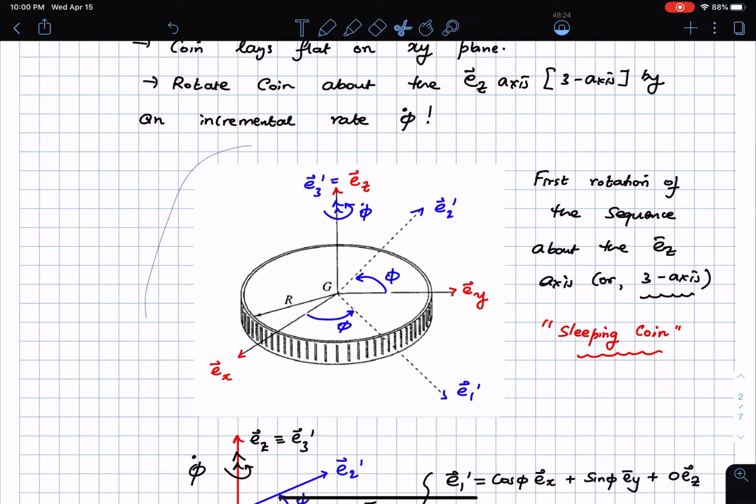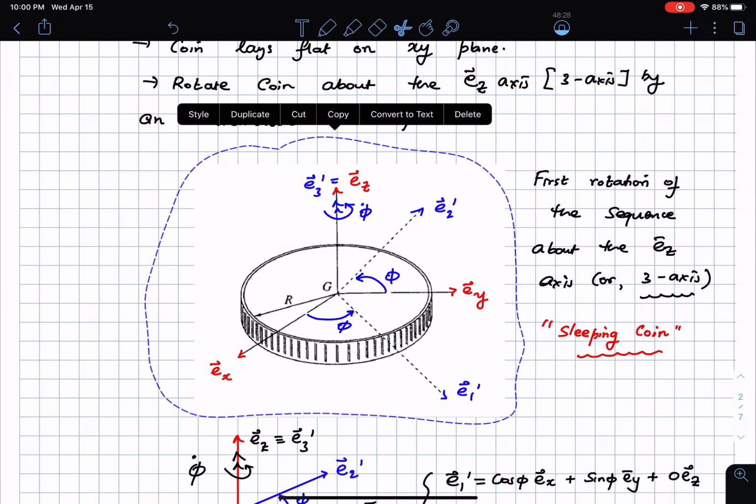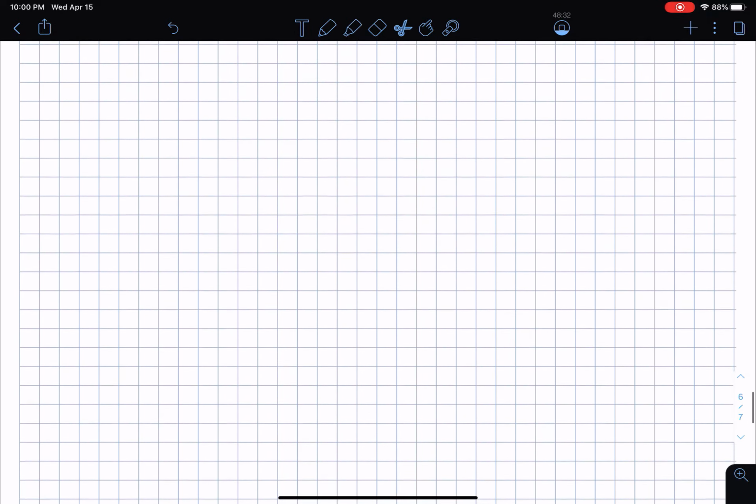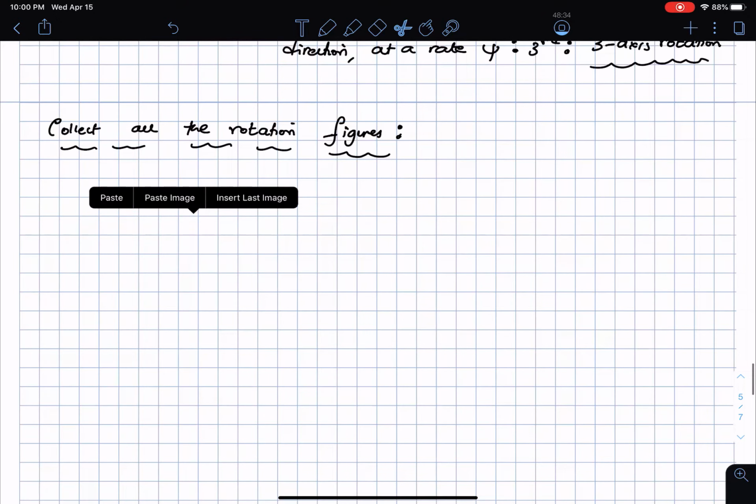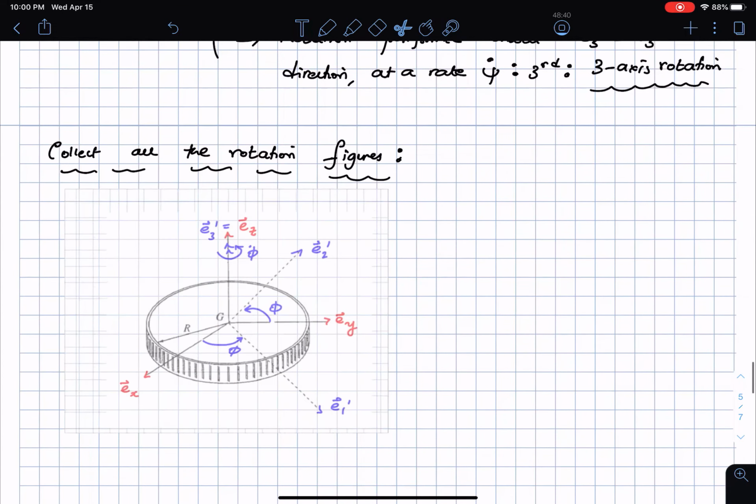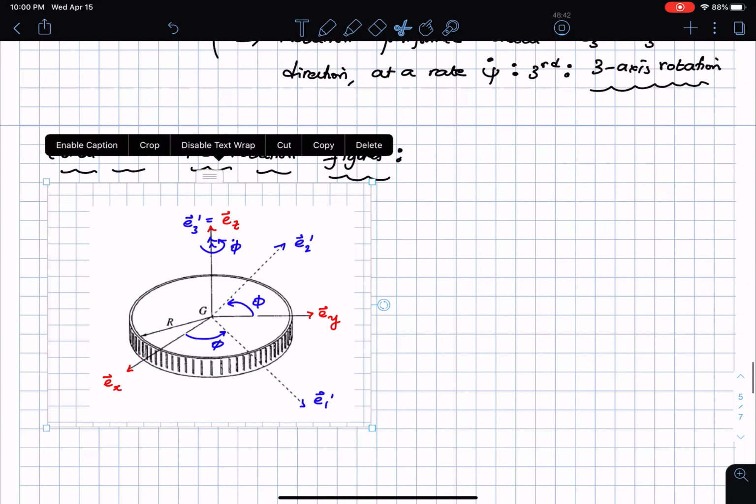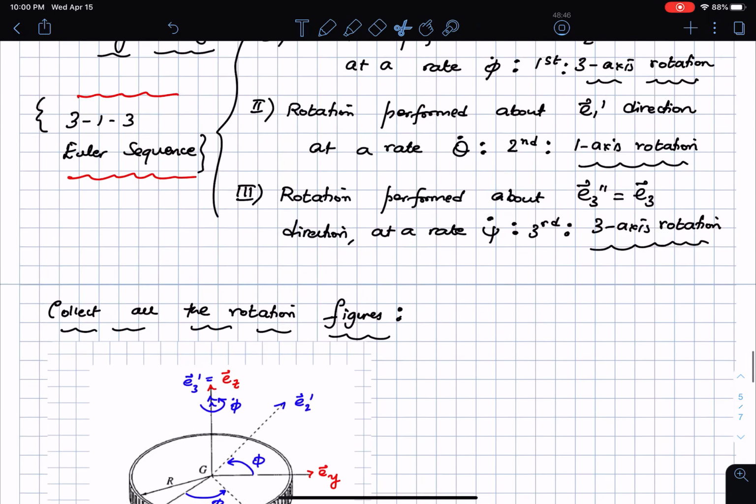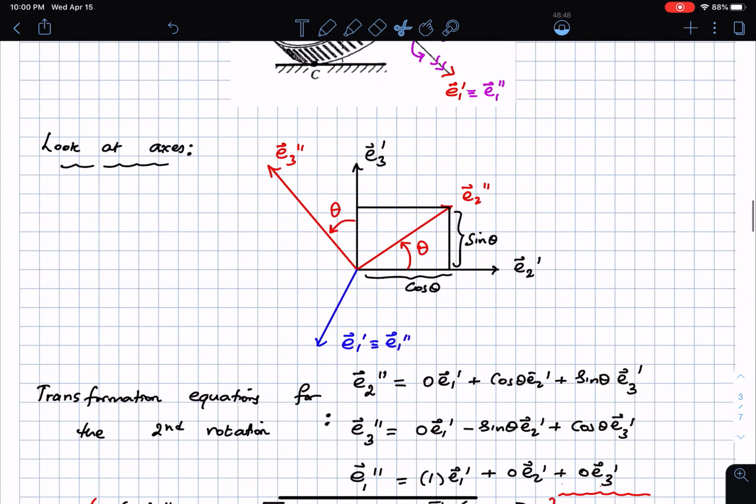I'm going to take this guy. Okay, this is the first one. Okay, so copy that and bring that down here. Okay, so I should be pasting the image, the first rotation. Then I come to the second rotation, which we had the figure for here.